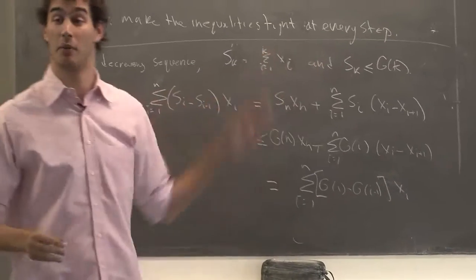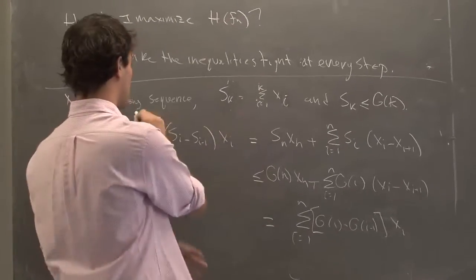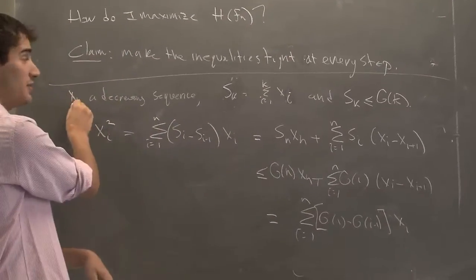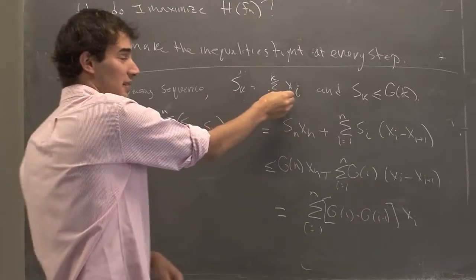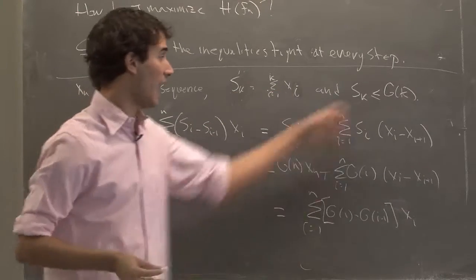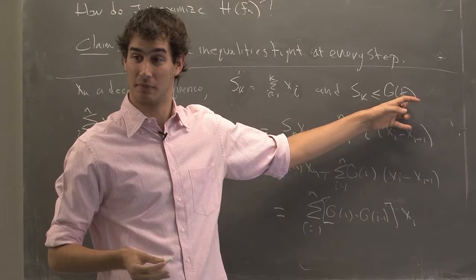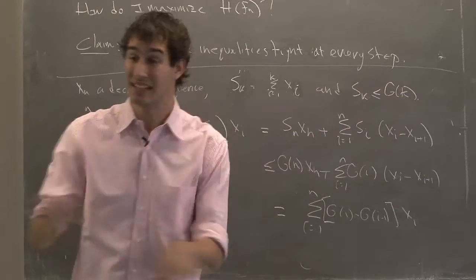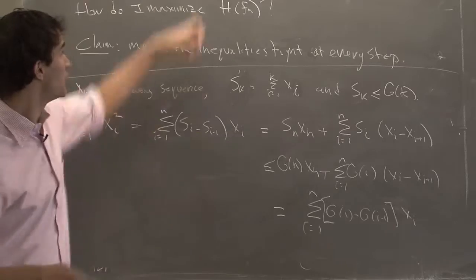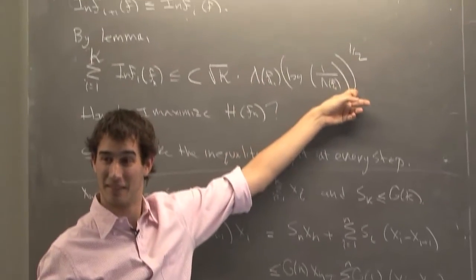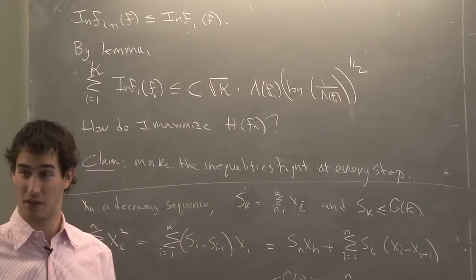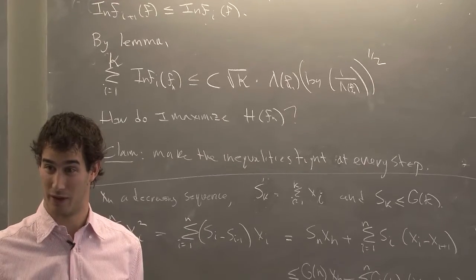G, I'm saying this is an arbitrary function. So this is just the setup I have. I have a decreasing sequence. I define S as the sum of the first K, and I assume I have some bound like this. This is completely arbitrary at this point. G is going to be this function in a second. But this is a general property of real numbers that I'm proving right now.